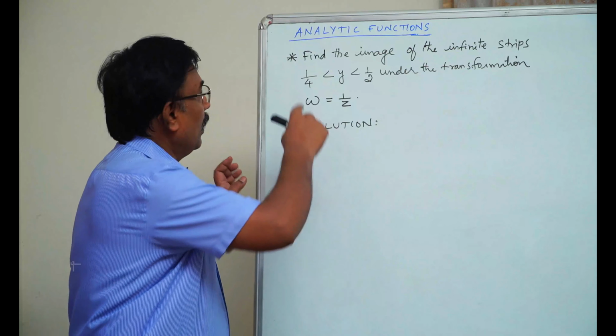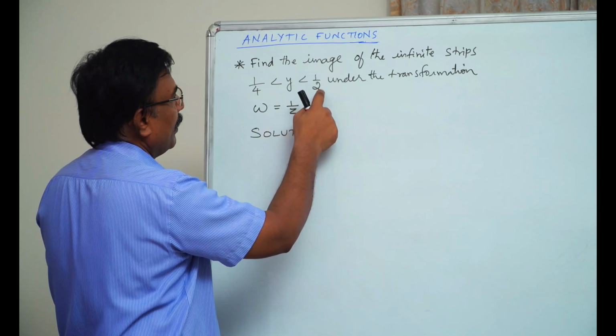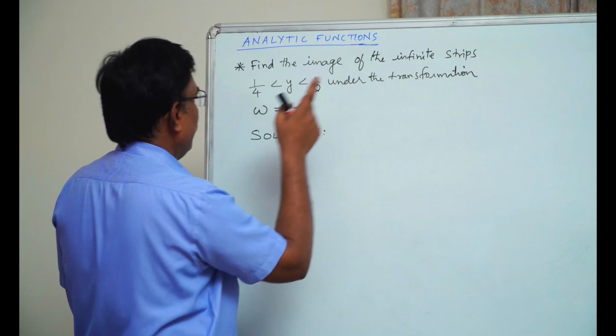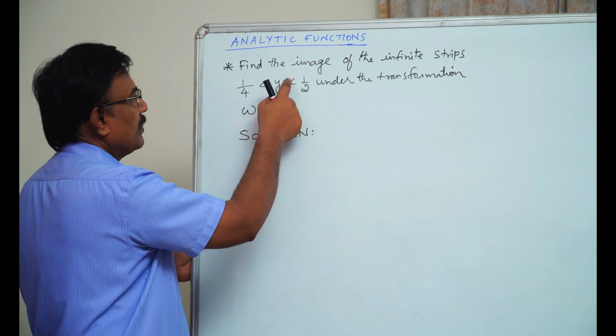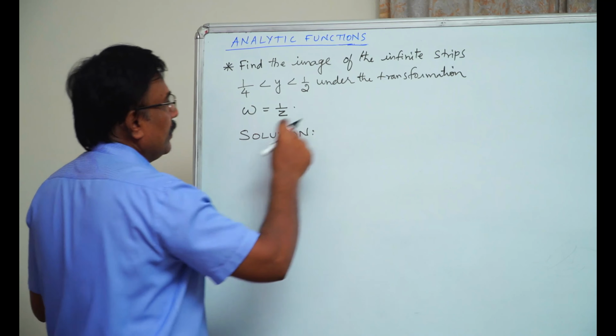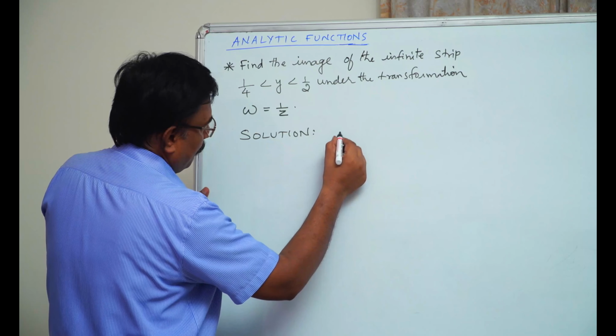Today, analytic functions is going on. Find the image of the infinite strip 1/4 < y < 1/2 under the transformation ω = 1/z. Actually, 1/4 < y < 1/2 is a strip, not plural, only one strip. See the solution.